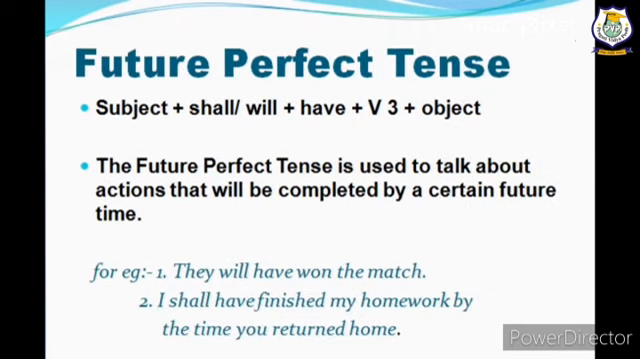Future perfect tense. Subject plus shall, will plus have plus verb third form plus object. The future perfect tense is used to talk about actions that will be completed by a certain future time. For example, they will have won the match. I shall have finished my homework by the time you return home.